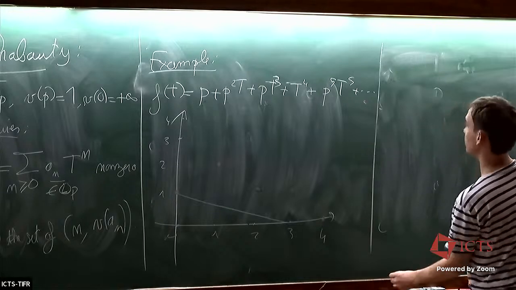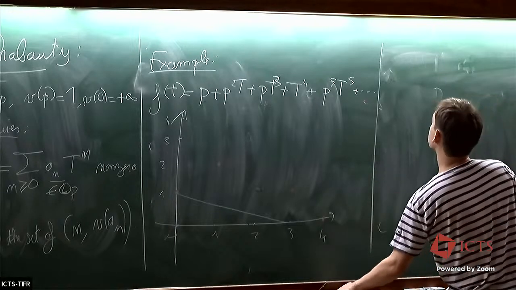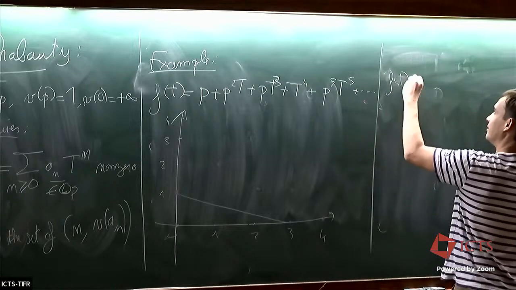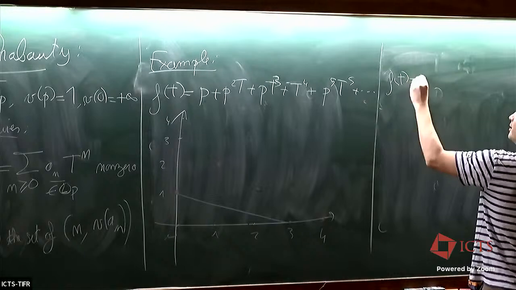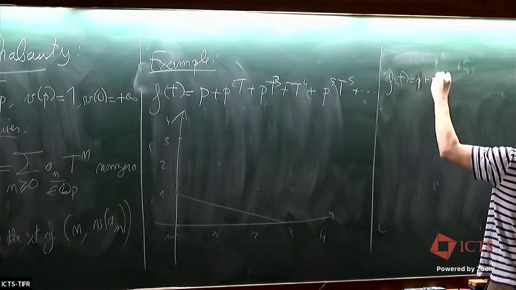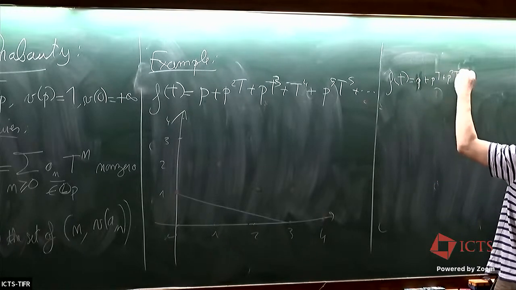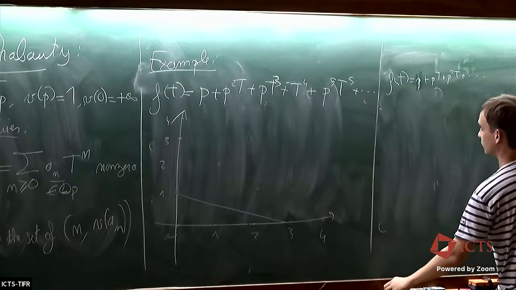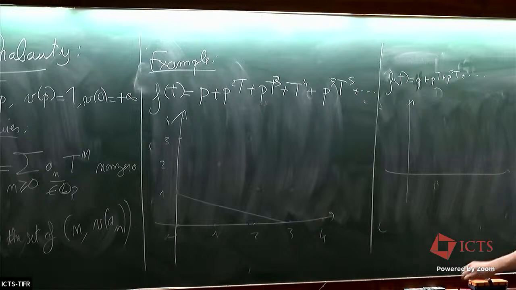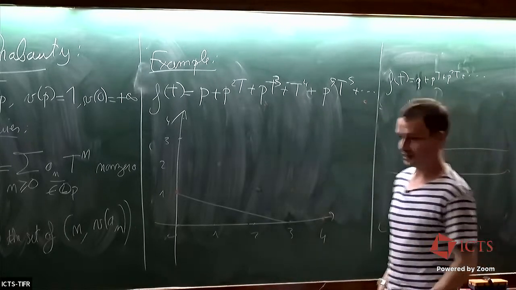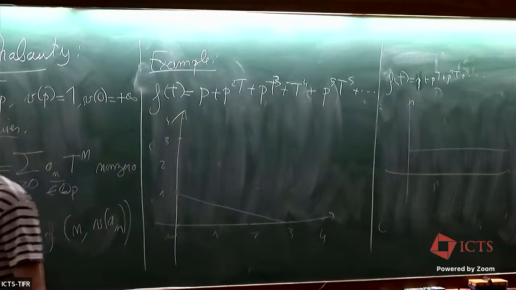For example, maybe I can do a second one. Look at this example. Well, let's say f is p t plus p squared t plus etc. Well, it's pretty clear in this case: the Newton polygon is this. Okay, it's flat, infinite. So many things can happen, and that's why I find it interesting.